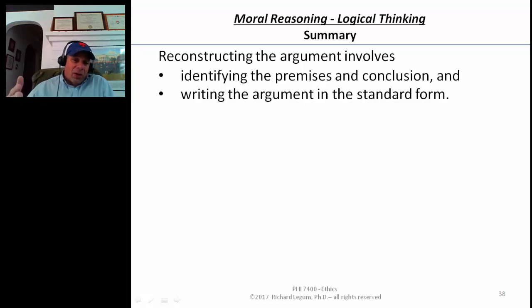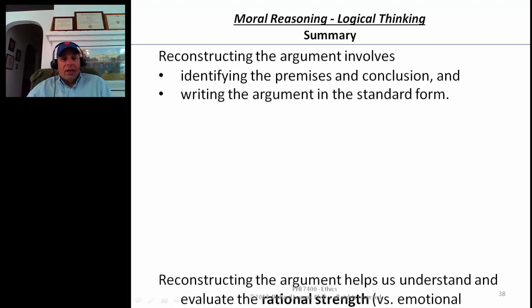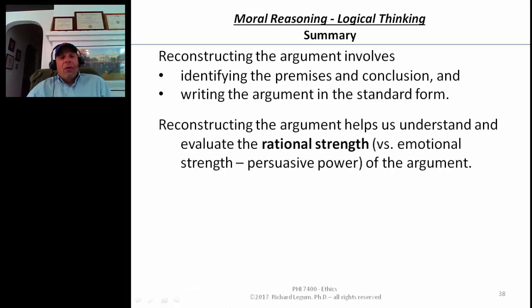Instead of the line, we can put a therefore there, or at the beginning of the conclusion, we can write therefore, just signifying that that's the conclusion. And we reconstruct the arguments to help us evaluate how reasonable it is to accept that conclusion. That is, we're looking for rational strength.